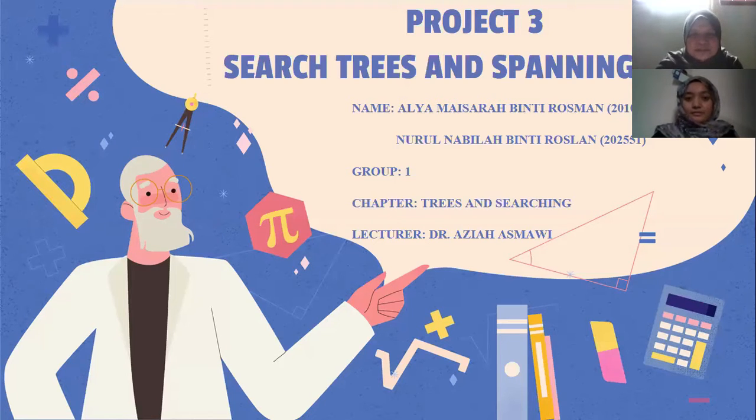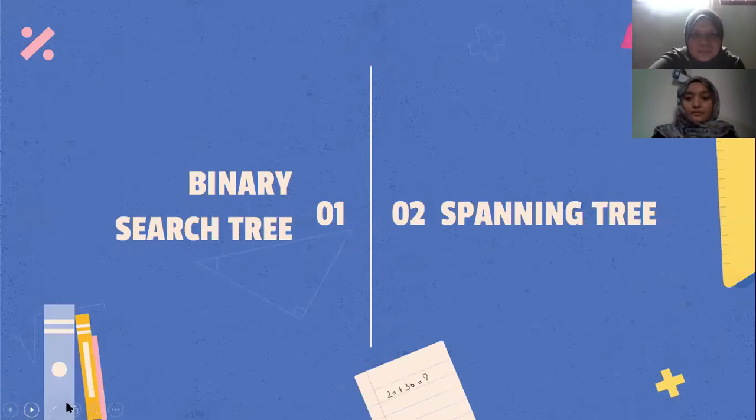This topic is a subtopic from the chapter trees and searching. So, this topic has two small topics, which are binary search tree and spanning tree. Before we proceed to the explanation, we will introduce ourselves first.